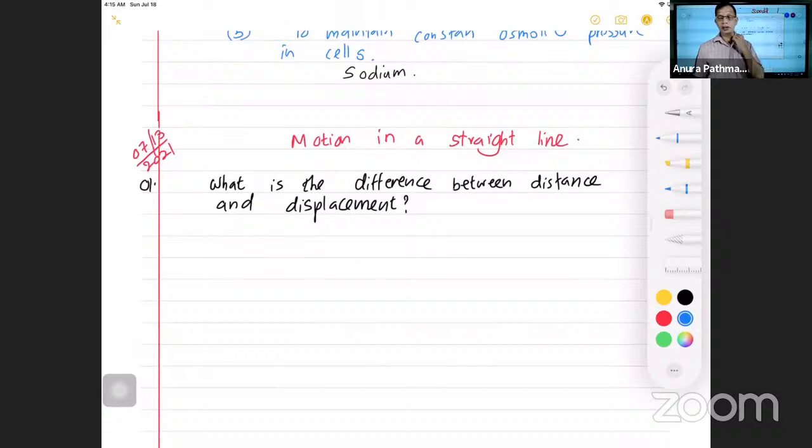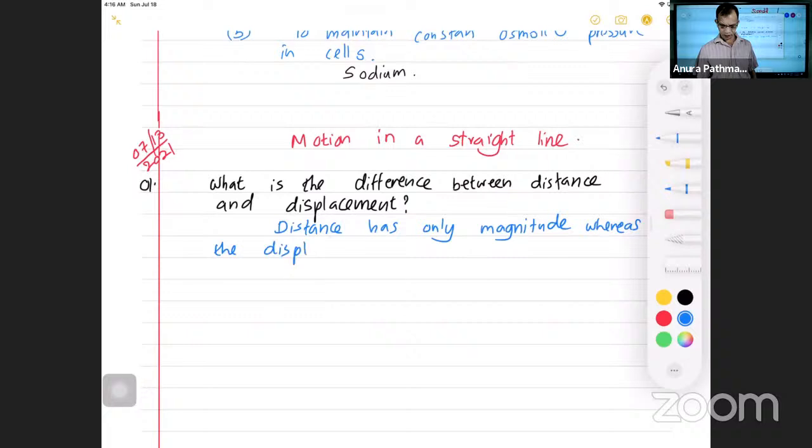Well, when we discuss the answer for this one, distance has only magnitude, whereas displacement has both magnitude and direction.